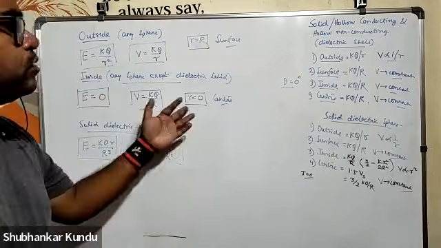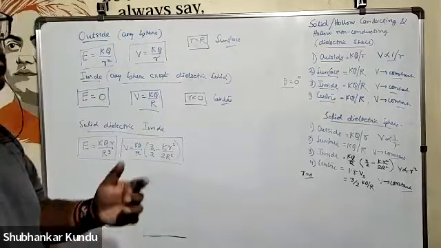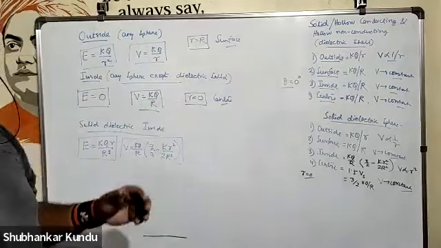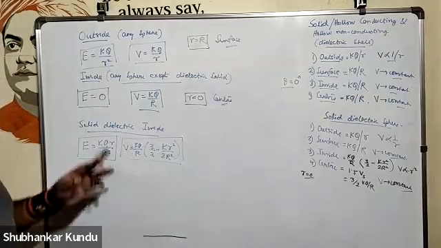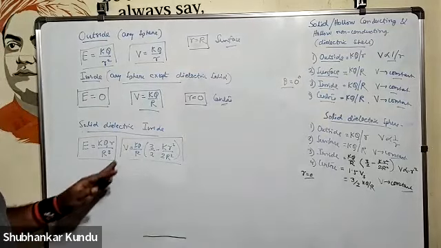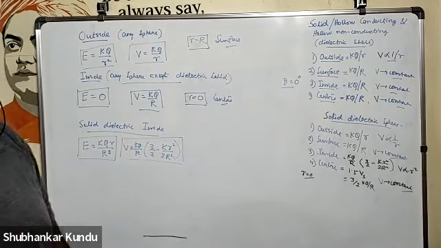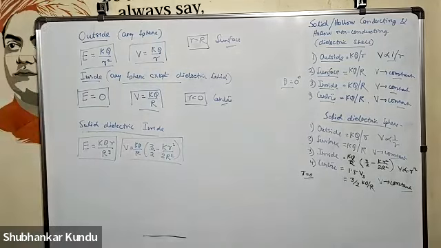For the center, put r equal to 0. For the surface, put r equal to capital R for radius. And inside the solid dielectric, E is equal to KQr upon R cube, and V is equal to KQ upon R into 3 by 2 minus kr square by 2R square. Clear?